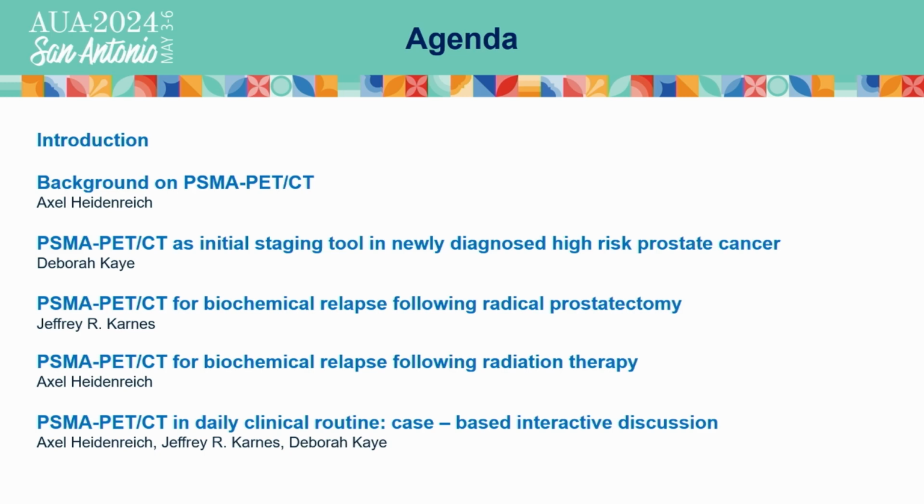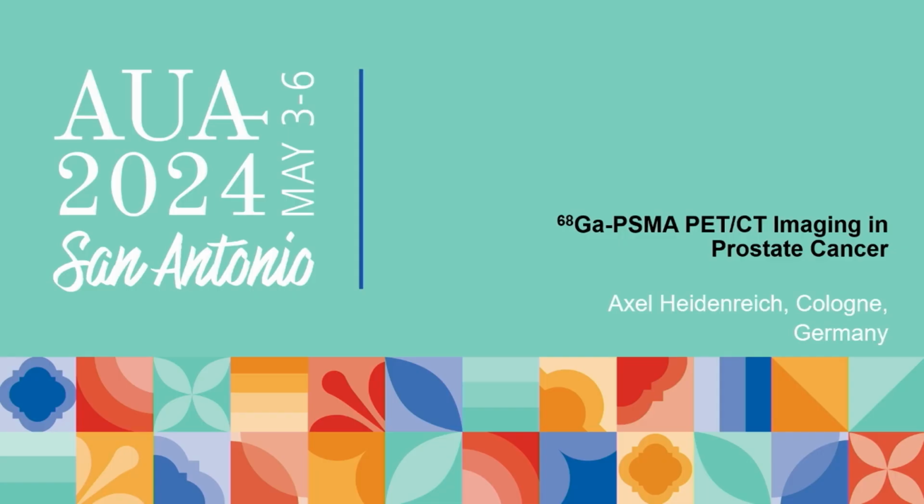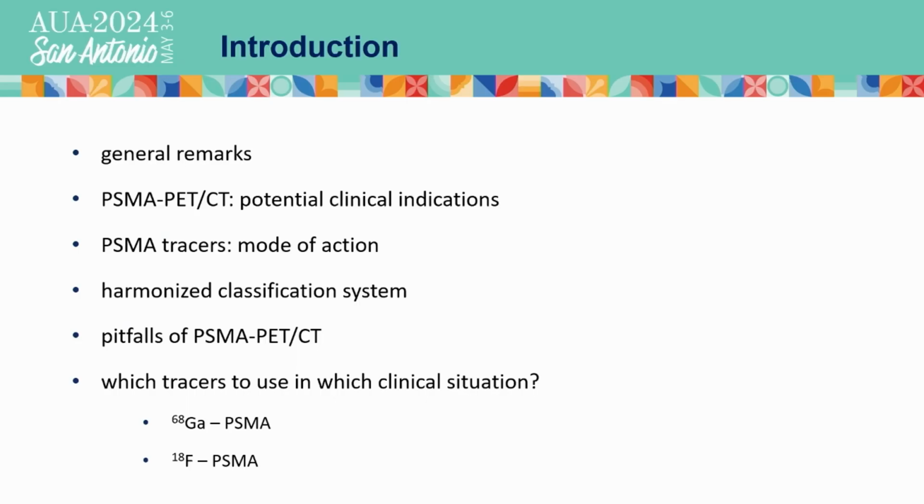This will be the agenda, so I will give you a little bit information about the background. Dr. Kay will give you the information how to use a PSMA PET CT scan as the initial staging tool in newly diagnosed high-risk prostate cancer. Then we go for biochemical relapse following irradiation treatment. We go also for PSMA PET scan in the situation of biochemical relapses. And depending on the time and your questions, we also can go through different cases, which we might discuss in an interactive mode. So let me give you some information.